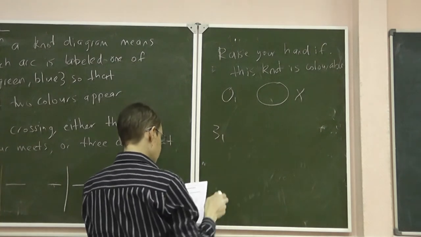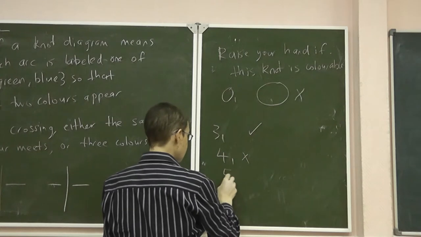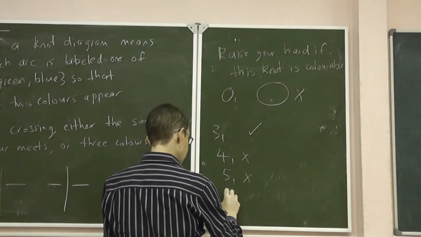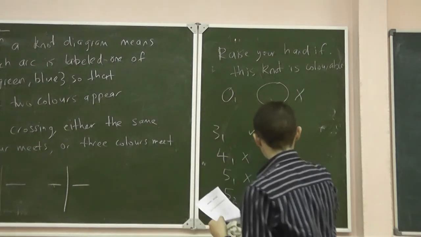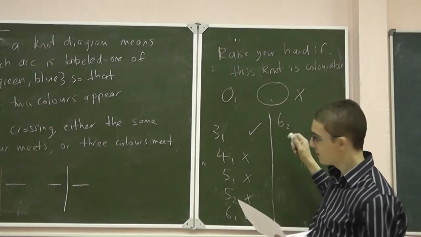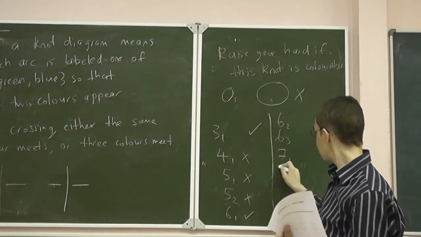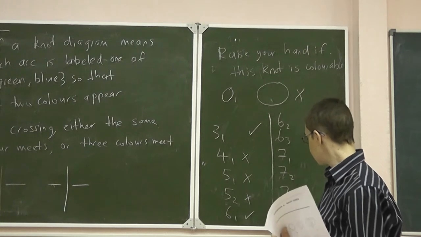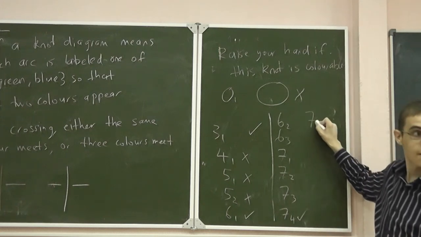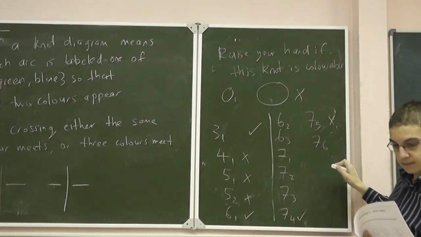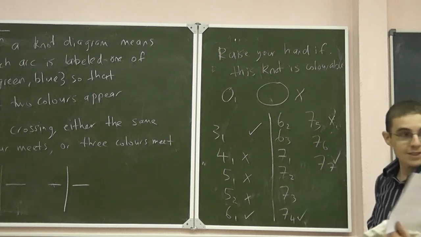What about 3-1, the trefoil? Okay, so that's colorable. 4-1. 5-1. No? 5-2. 5-2? No. 6-1. 6-2. 6-3. 7-1, 7-2, and so on through 7-7. Okay, did you want to do the 8? No, okay, good.